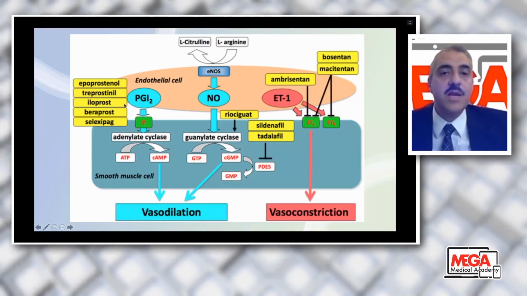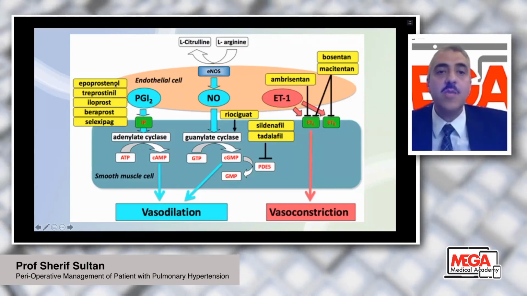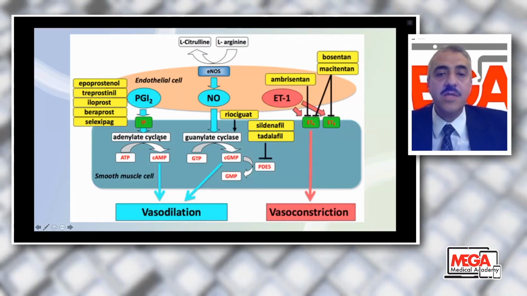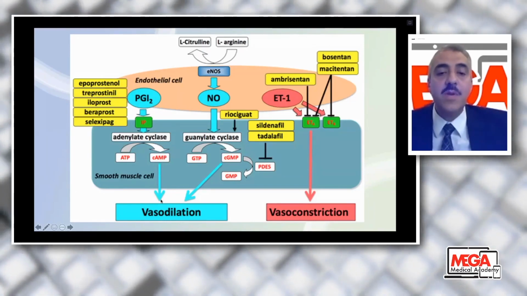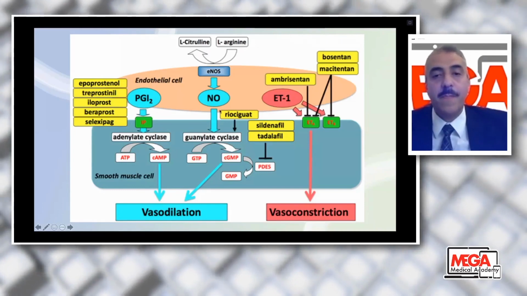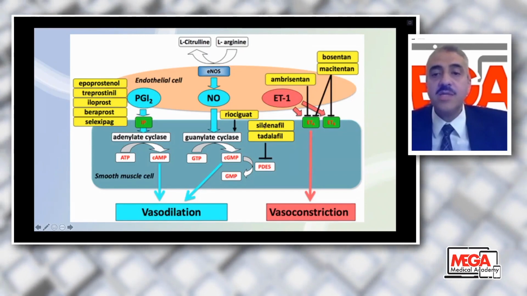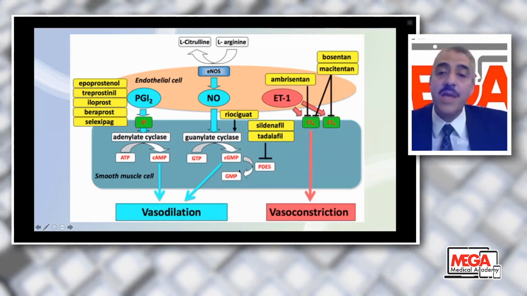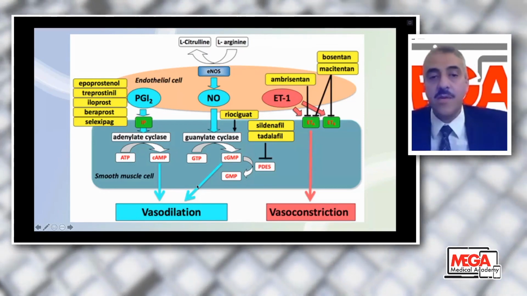Here is the prostacyclin pathway. We have the drugs iloprost, treprostinil, and epoprostenol. These drugs affect adenylate cyclase and form a big amount of cyclic AMP, producing vasodilation. Nitric oxide itself stimulates guanylate cyclase, and sildenafil and tadalafil decrease the breakdown of cyclic GMP, and so there is vasodilation again.